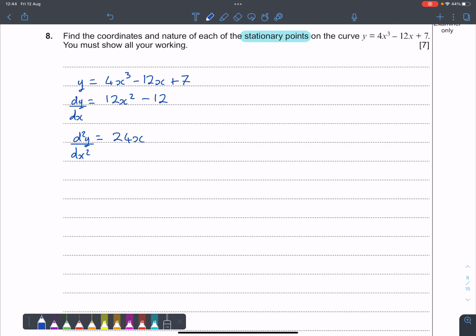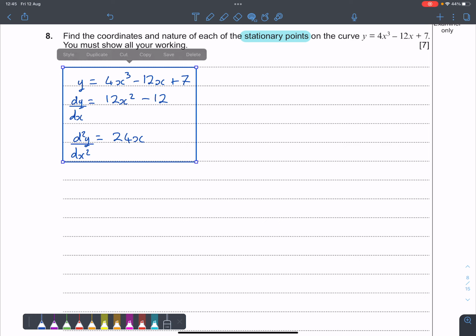So these are my important expressions. I'm going to box them up now, ready for me to use when I need them. Okay, so now I'm going to start hitting the question.